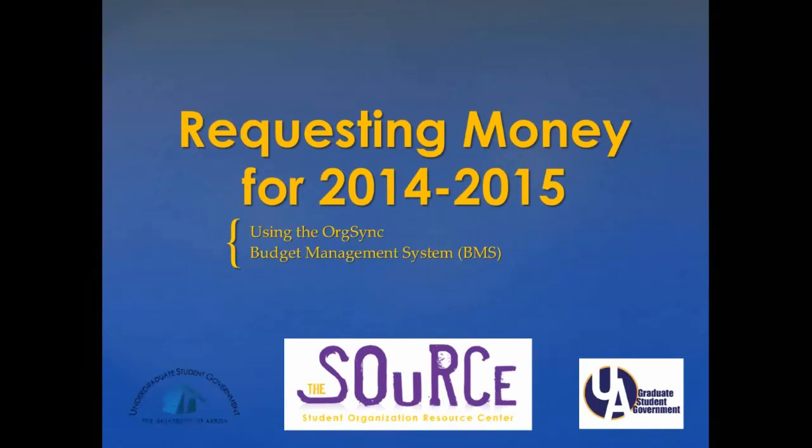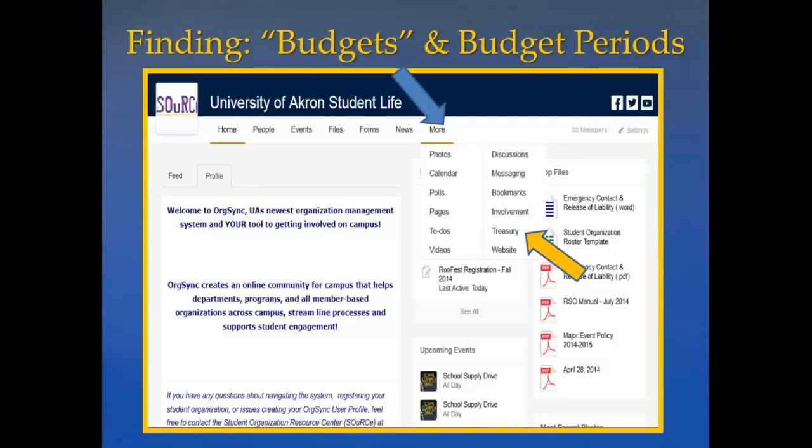In this SOLV, we will be walking you through the budget management system on OrgSync to help you better understand how to request money from the student governments for your organization. In order to find the budget management system, you will first log on to OrgSync and select the organization you are requesting funds for under the My Membership tab.